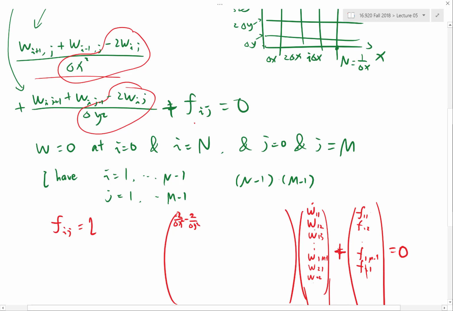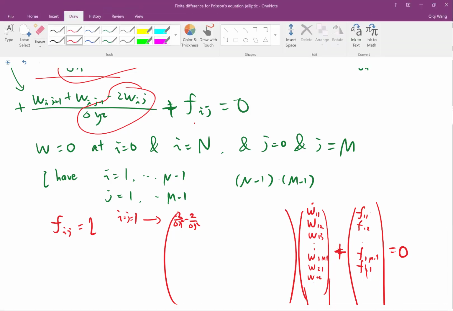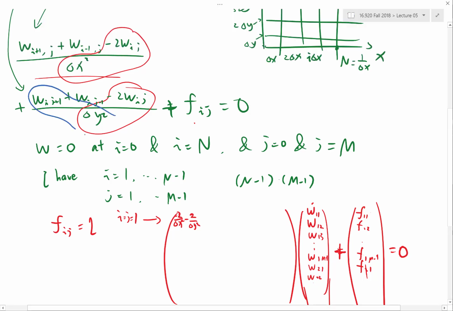Okay, how about W12? In the first equation we are looking at, i equal to 1, j equal to 1, W12 corresponds to Wi,j+1. So the second number we should plug in is this guy, 1 over delta y squared. How about the third one? Nothing, because the equation does not depend on j plus 2.